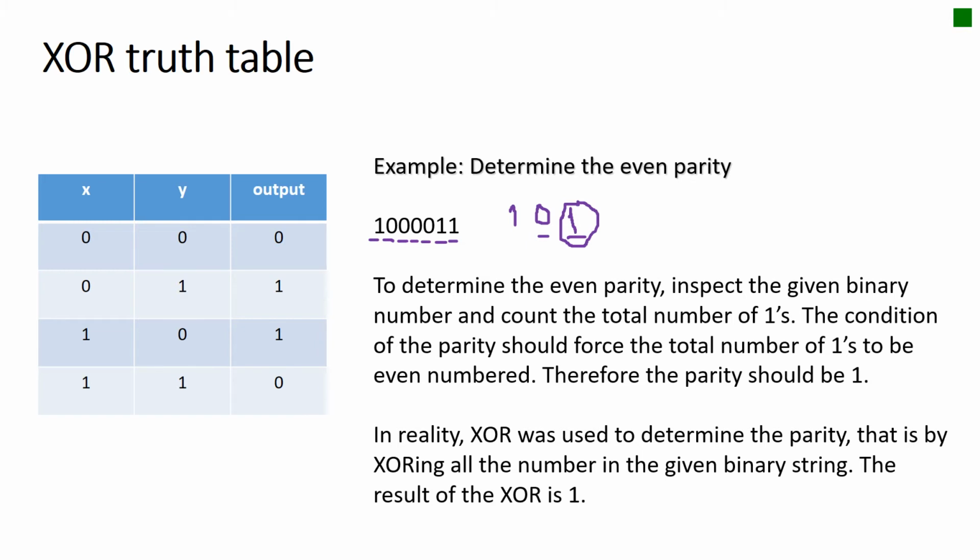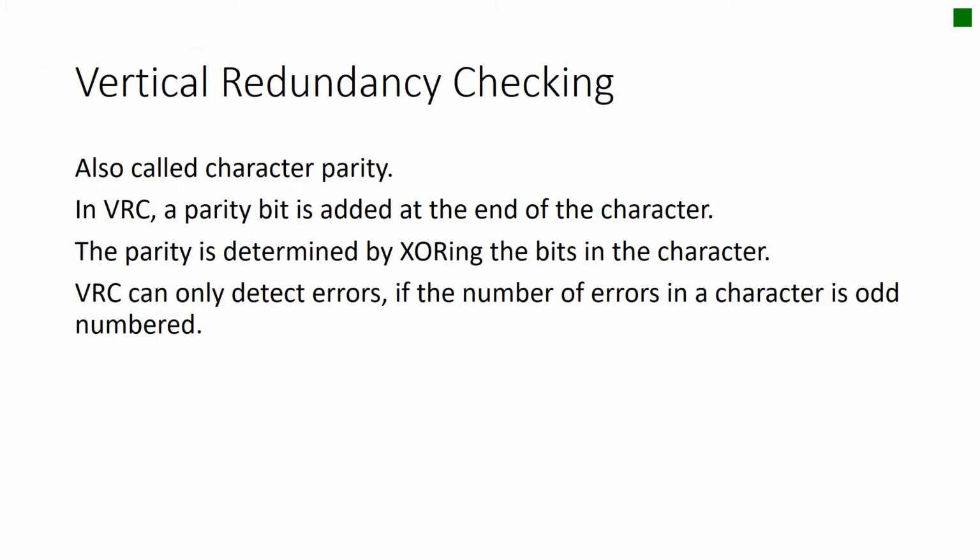Again, there are two ways to determine the even parity check. One is to count the total number of 1s. The total number of 1s should be even numbered, including the parity check. And then next, you can use XOR to determine the condition of the parity. That is just by XORing the bits in the given binary number. Again, 1 XOR with 0, XOR with 0, XOR with 0, XOR with 0, XOR with 1, XOR with 1. The result of that XOR is equal to 1.